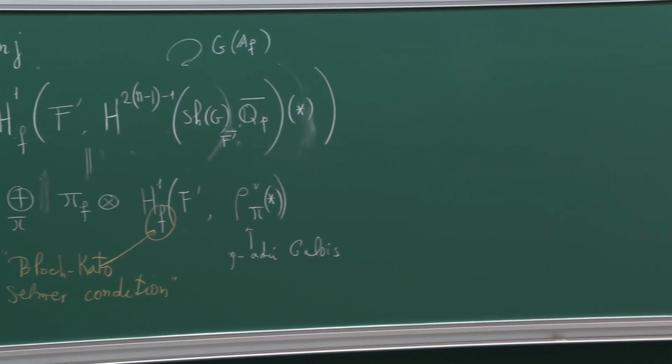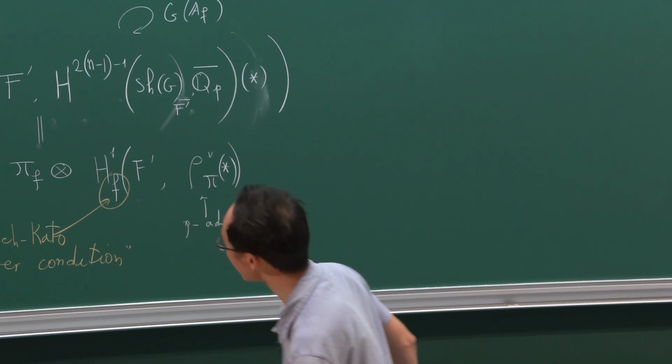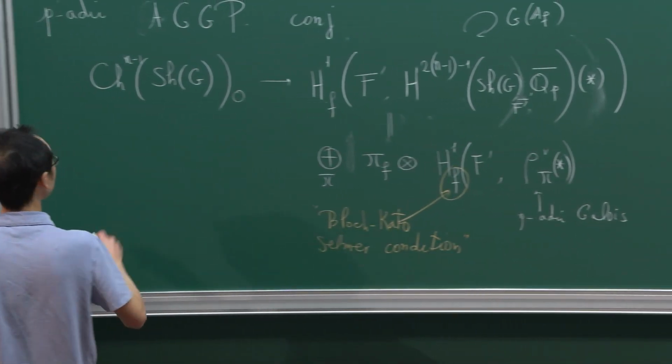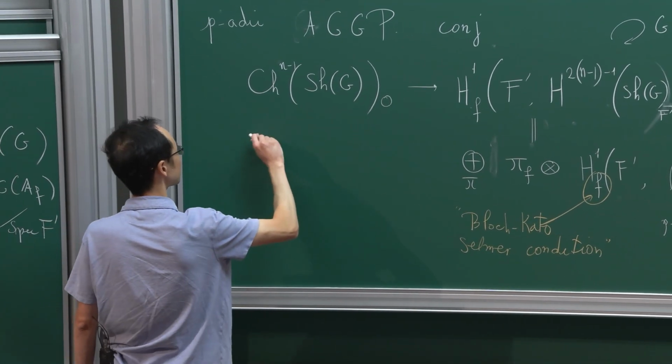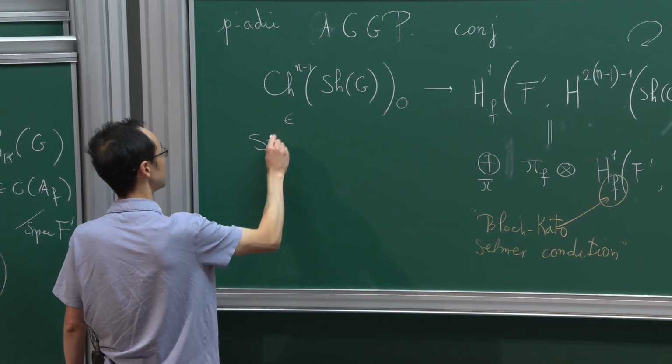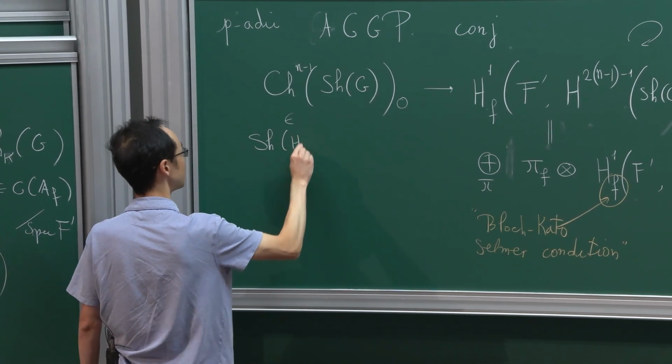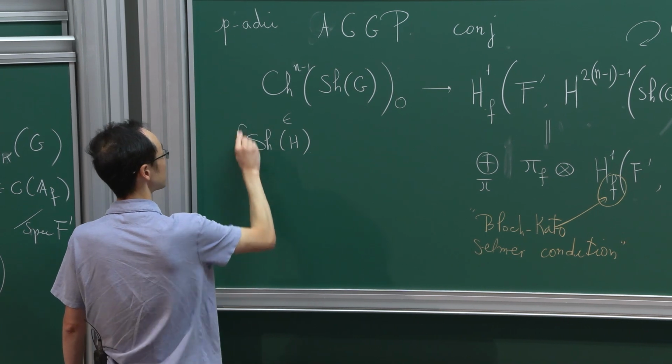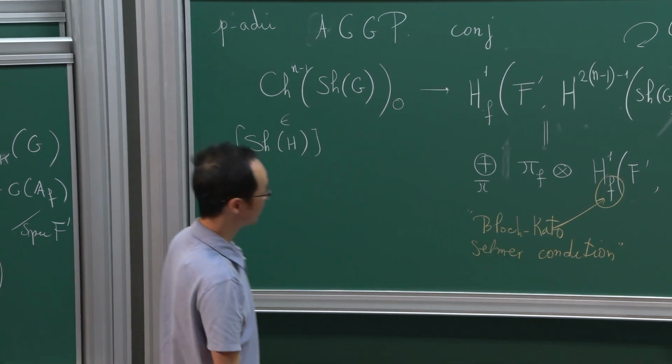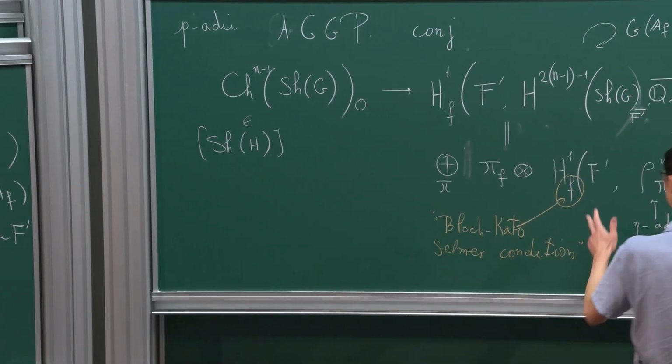So this map. Now I have this class. So I have a class defined by the sub Shimura variety given by the subgroup. So it's a class, and now I can look at its image.